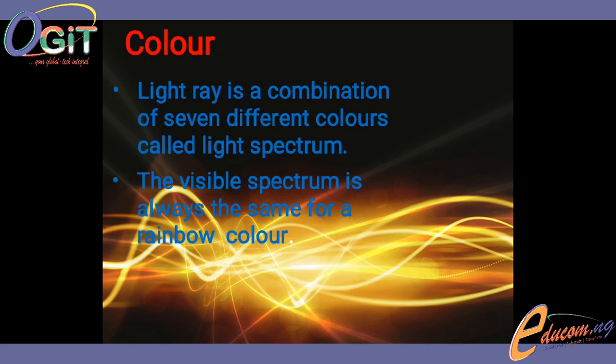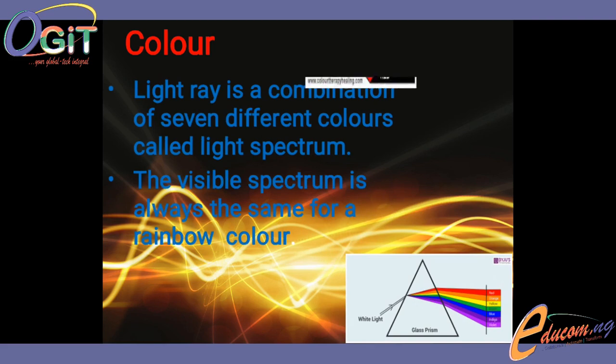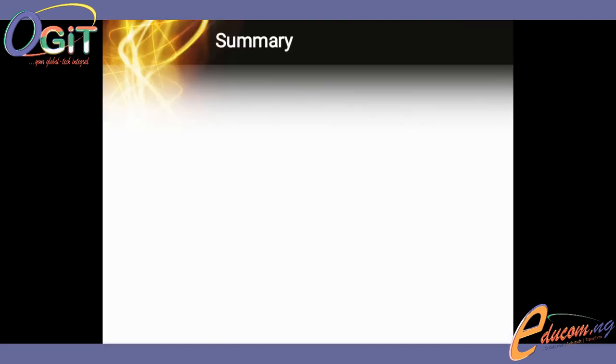Color. Light ray is a combination of 7 different colors called the light spectrum. The visible spectrum is always the same for a rainbow color, and we have them in this order: red, orange, yellow, green, blue, indigo, violet. Also, you can arrange them as violet, indigo, blue, green, yellow, orange, and red.